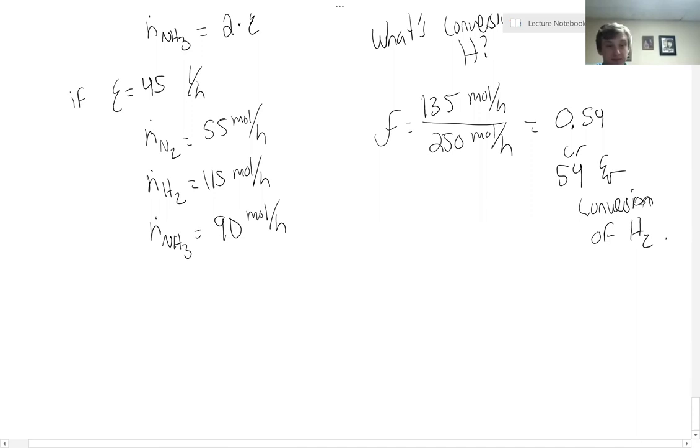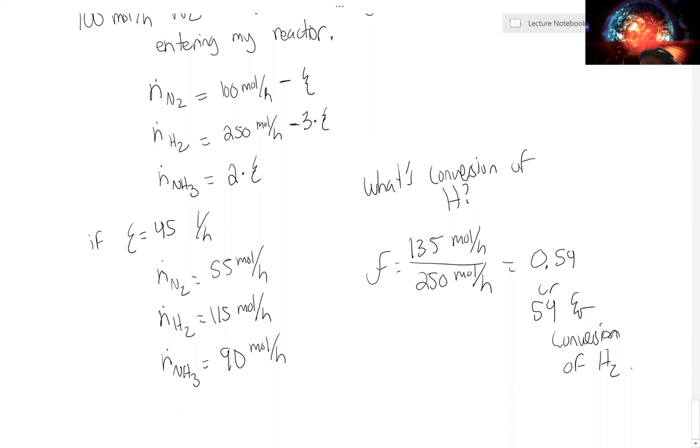Yes, sir. Any questions on this? There's a lot of terminology in this section, so I'm trying to go a little slow, but not so slow. Was 45 taken as a basis? Yes. Okay. Yeah, the extent in a lot of ways can serve as a basis, right? Because you can do it in terms of any of your reagents or even your products, depending on how you want it to go.